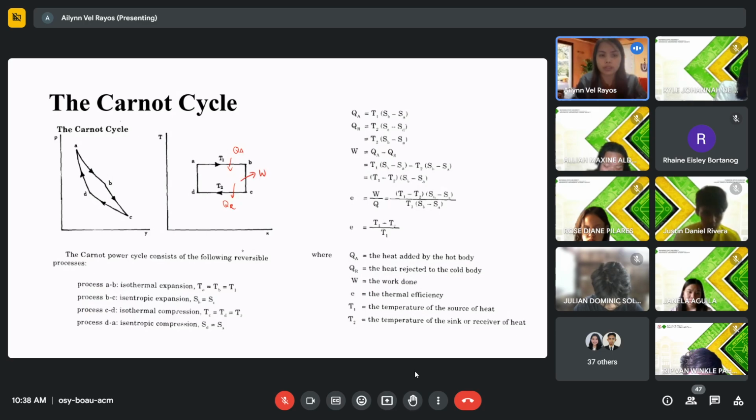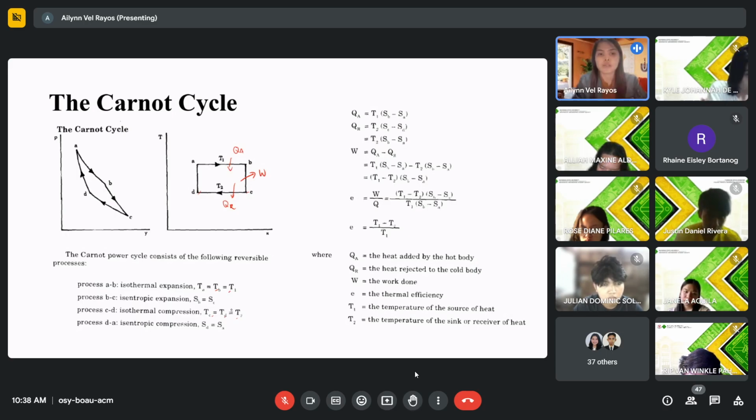Okay, in Carnot cycle. So this is isothermal heat addition. We have isentropic expansion. C to D we have isothermal heat rejection, and then D to A isentropic compression. So as you can see, our S or entropy B is equal to entropy C, entropy A is equal to entropy D. Temperature A is equal to temperature B, which is equal to T1. Temperature C is equal to temperature D, which is equal to temperature 2.